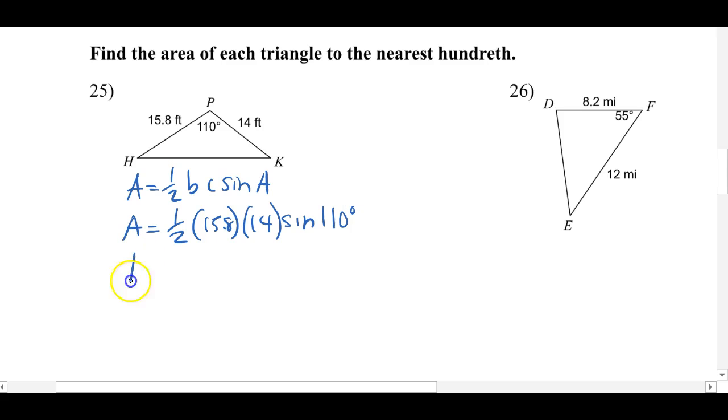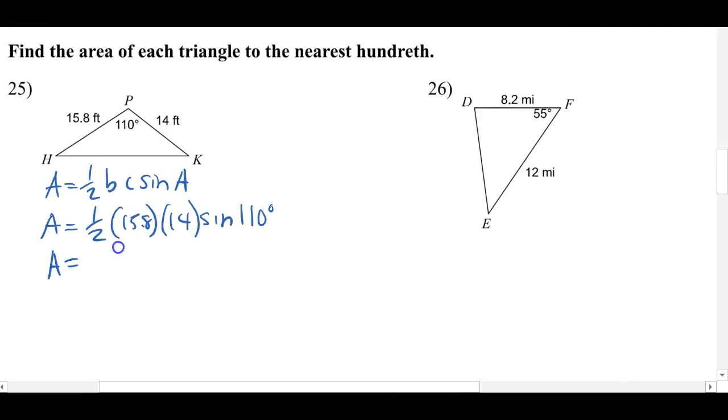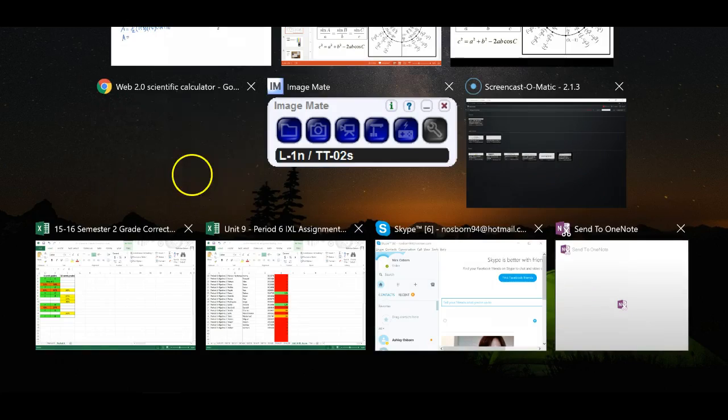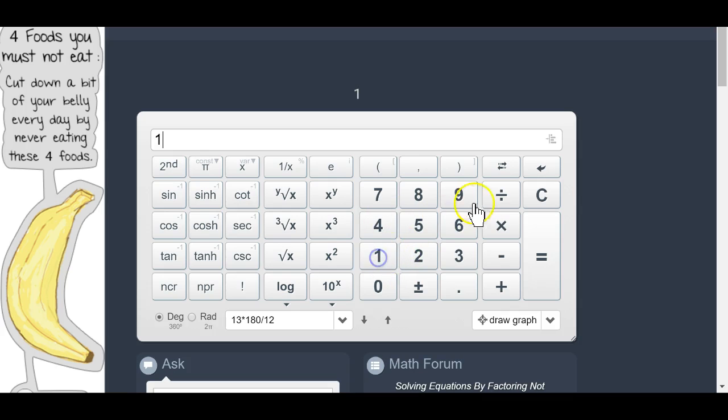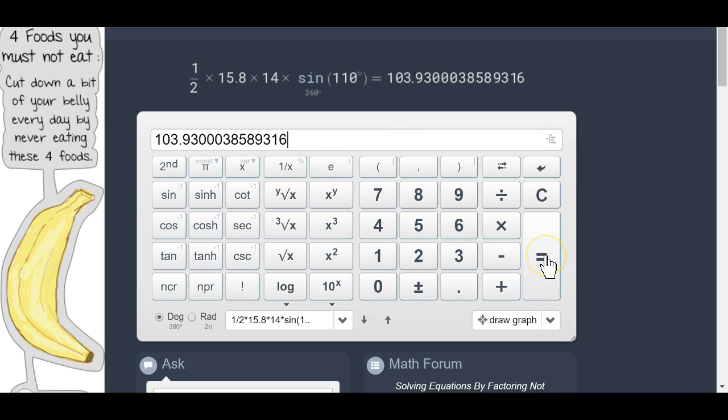And you just plug that in the calculator and figure out what it's equal to. Okay, so let's go to our web calculator and type in 1 divided by 2, and then press times 15.8 times 14 times, make sure you hit that times button so it knows what you're doing, and then times the sine of 110 degrees. And that looks just how I set it up on the paper. So that looks good. So give me my answer.